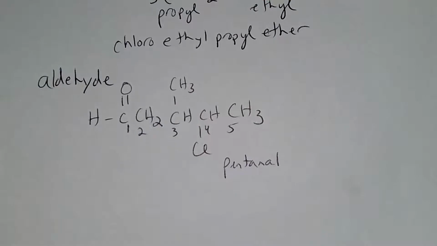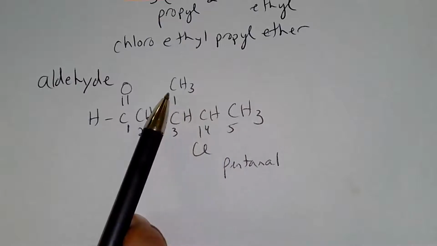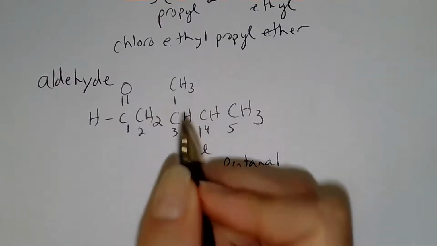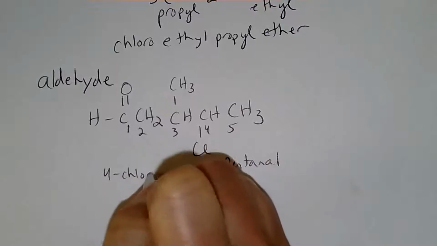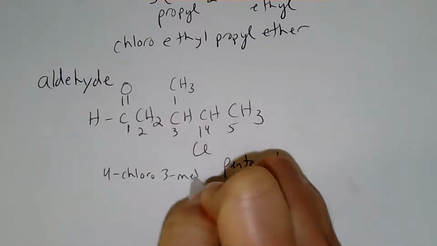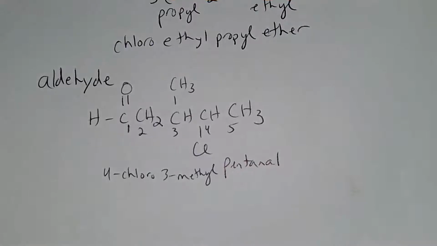So I have 5 carbons in a row, and then I've got a chloro group here and a methyl group here. So the chloro is going to come first. So it's going to be 4-chloro-3-methylpentanal. So again, because it's on the end, we don't need to put that 1 there, okay? So that's, again, equivalent to what we've seen before.